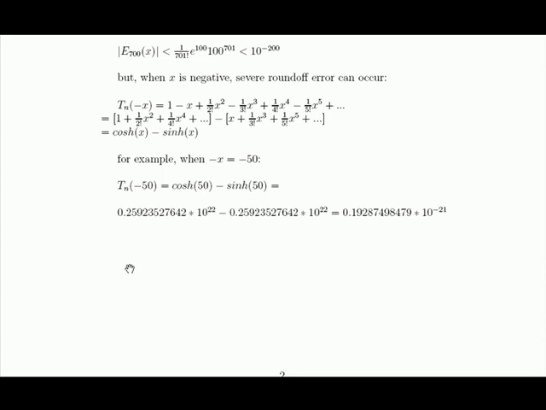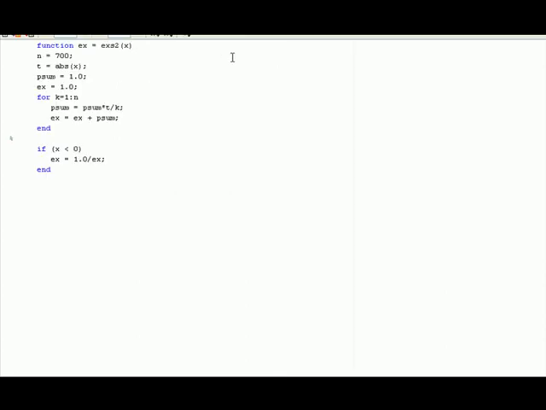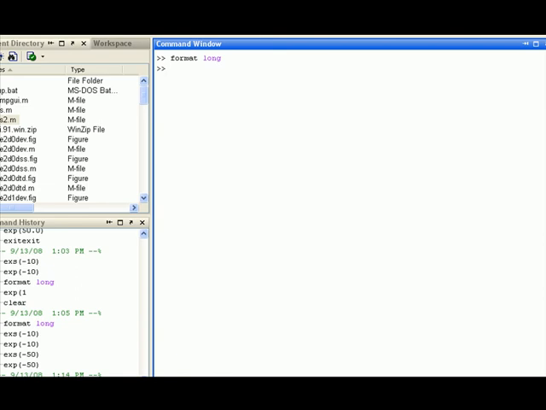And let's try that. So now I've modified our MATLAB function and called it exs2, and it simply takes the absolute value of x and calculates the Taylor polynomial degree 700 on that absolute value, and then if x is negative, it just inverts it. So very simple fix. Let's see what happens when we try it. So let's calculate exs2 of minus 50, and now it gives us a very accurate result.